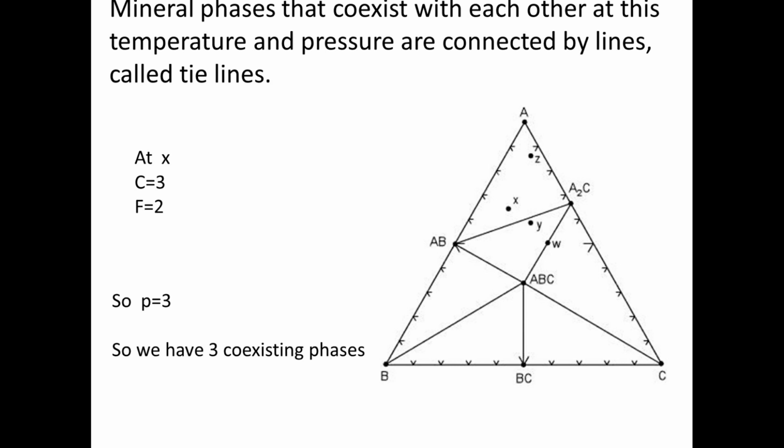Consider a hypothetical system ABC. Look at the field where X is situated. That's a divariant field, so F equal to 2. Now, if we apply the phase rule there, P plus F equal to C plus 2.